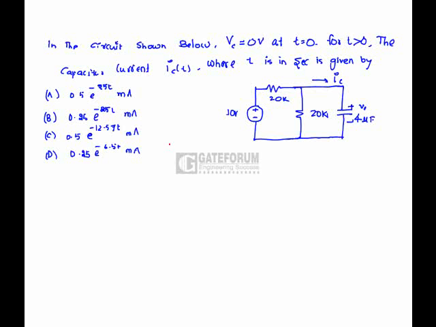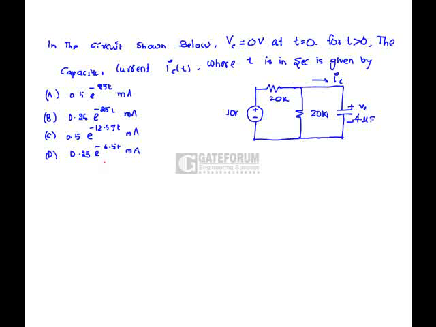Here shown below, Vc at t equals 0 is nothing but 0 volts. We have to find out the capacitor current equation for t greater than 0. This is the capacitor with the source circuit. So as time increases, the voltage across the capacitance is going to increase, which will decrease the capacitance current.